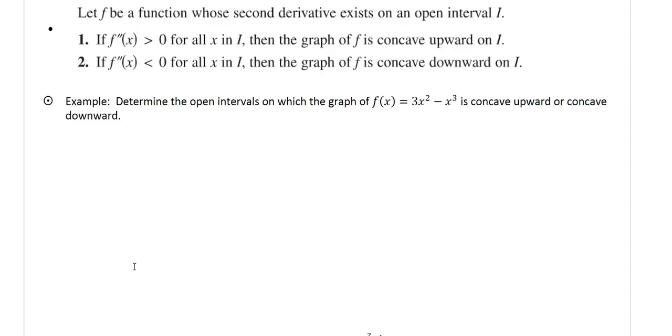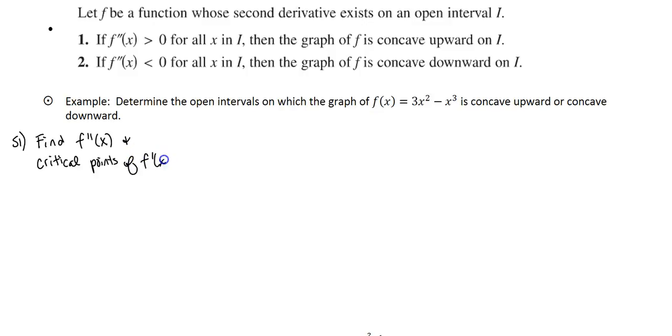I'm going to find, just like before, f double prime of x and use it to find the critical values or critical points of f prime of x. So I'm going to start by finding the first derivative first, which in this case would be 6x minus 3x squared, and then I'm going to find the second derivative, which would be 6 minus 6x, and that exists everywhere, and it's equal to 0 when 6 equals 6x, or x equals 1.